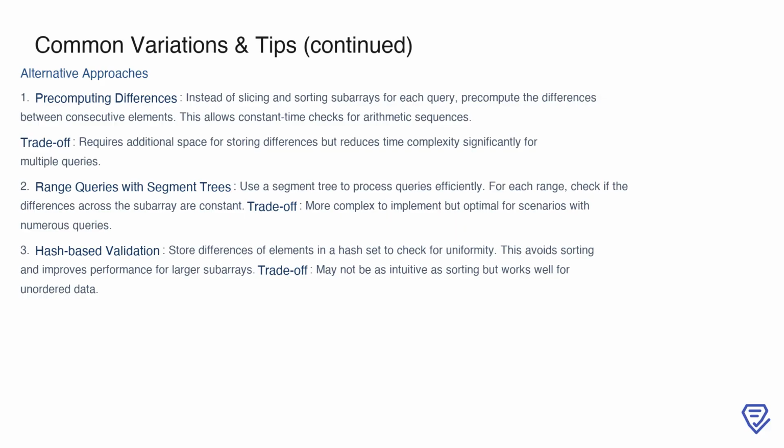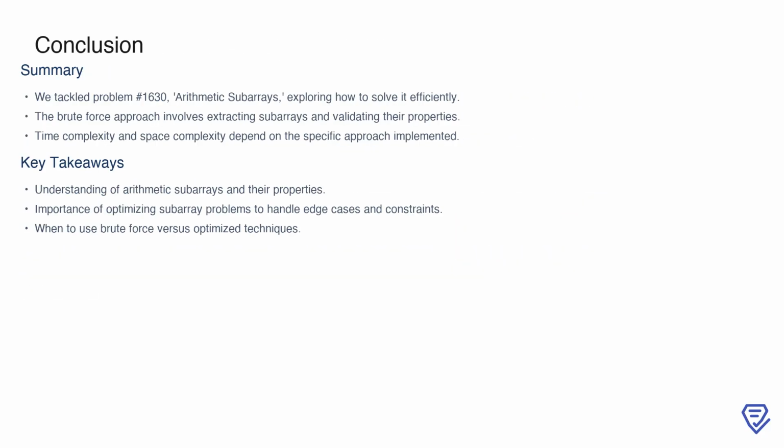Finally, hash-based validation is another powerful technique. By storing the differences of elements in a hash set, you can check for uniformity without sorting. This approach avoids the overhead of sorting and is particularly effective for larger subarrays. However, it may not be as intuitive as sorting for some, especially when dealing with unordered data. Each of these methods comes with its own trade-offs, so choose the one that best fits the problem requirements and constraints.